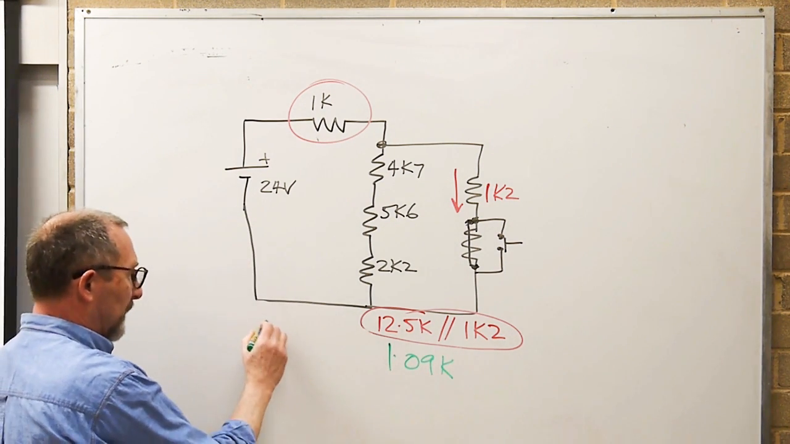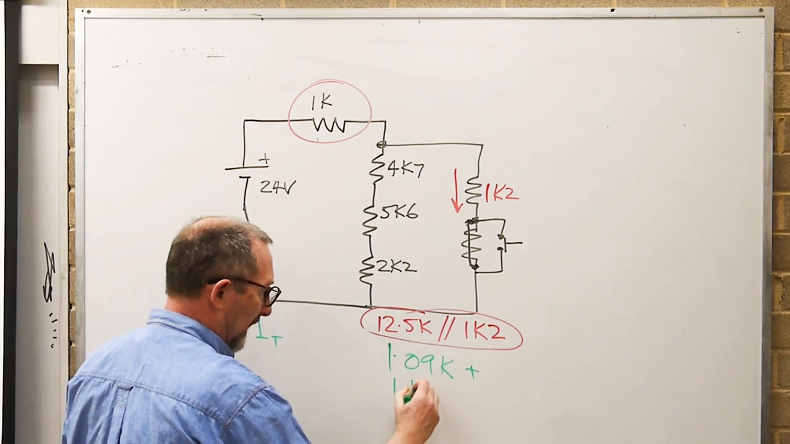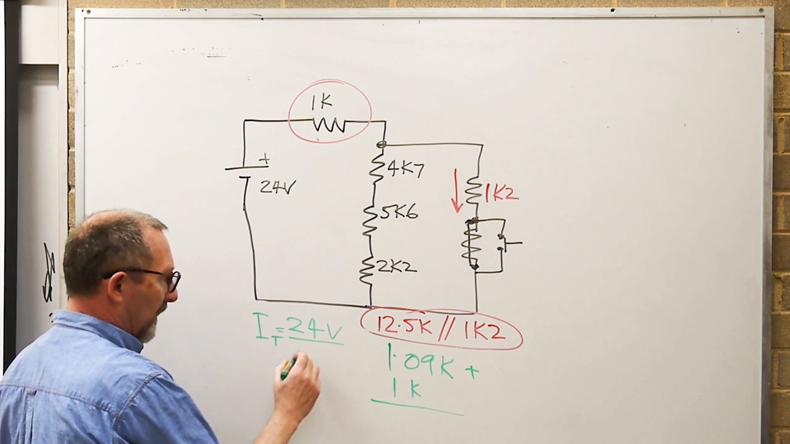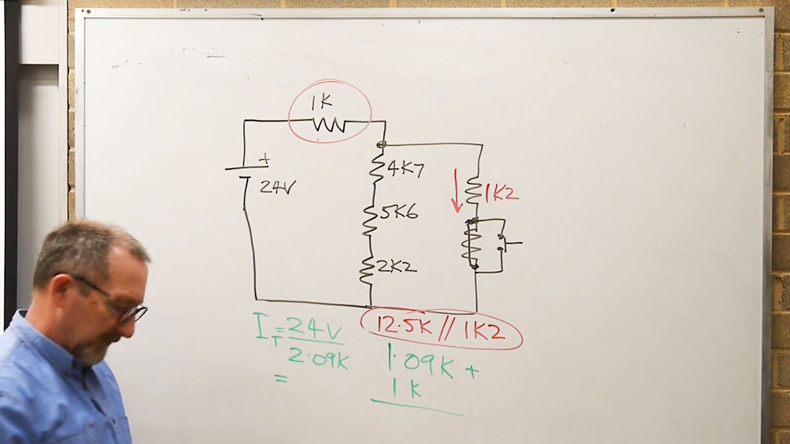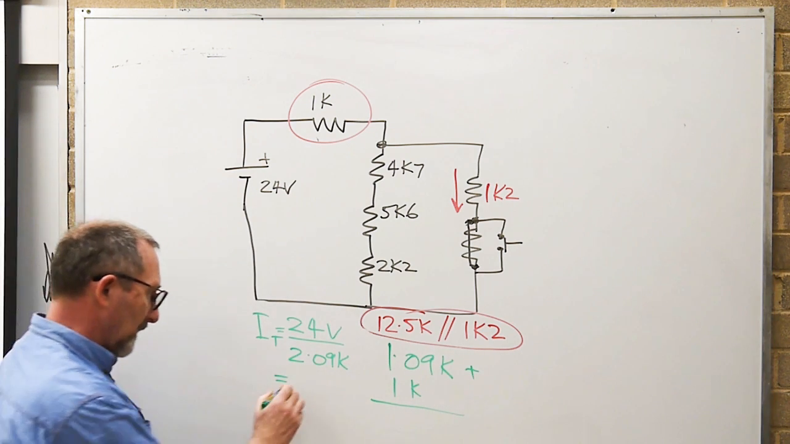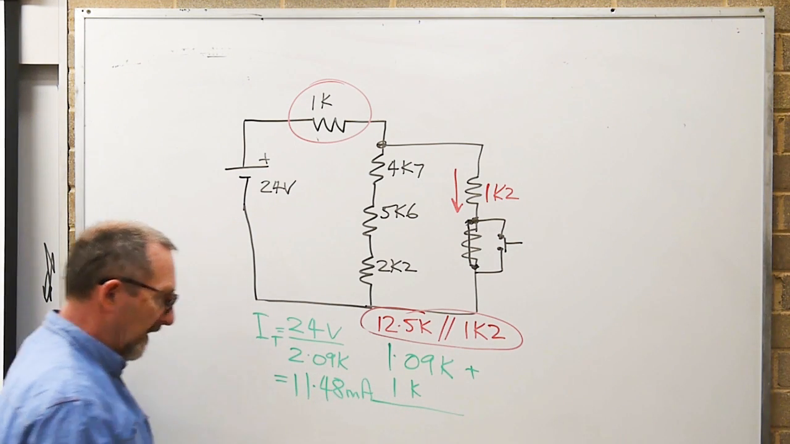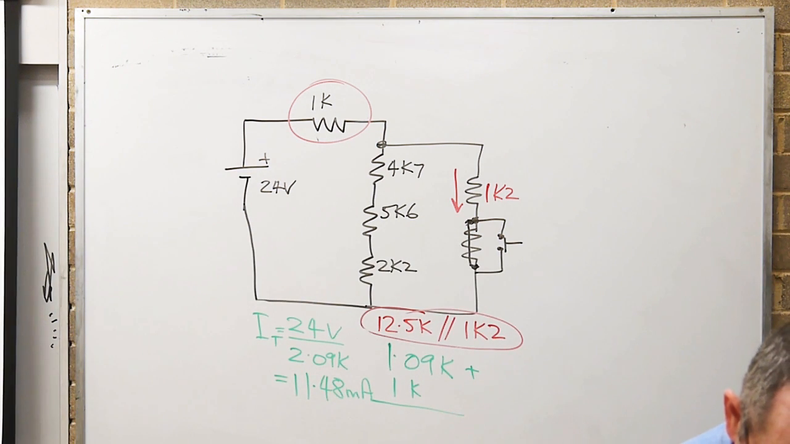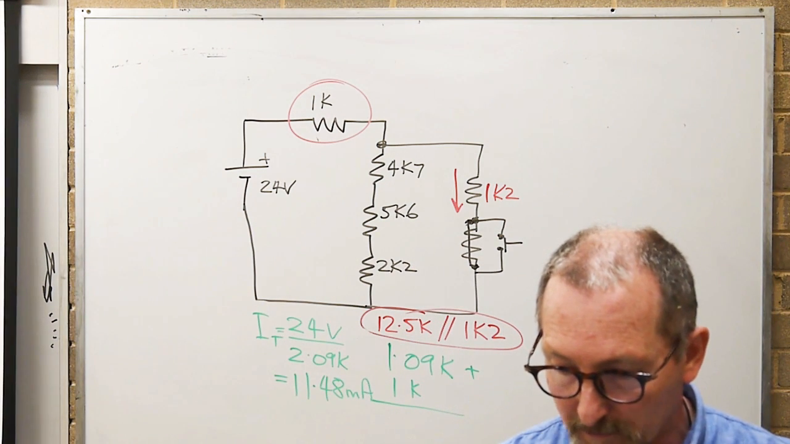1.09K. That means that IT is going to be 1.09 plus 1K, 2.09K. 24 volts divided by 2.09K equals, did somebody do that? 11.48 milliamps. Okay, so in fact those answers on the page, there was nothing that was correct anyway, because that answer B was 10.45.